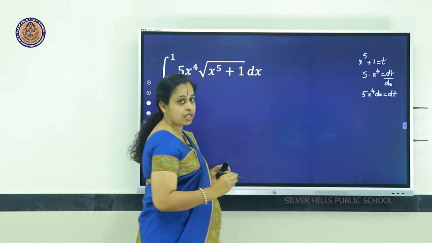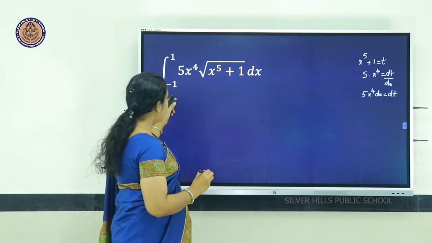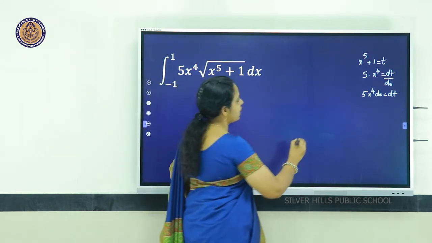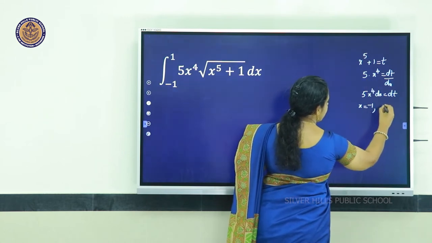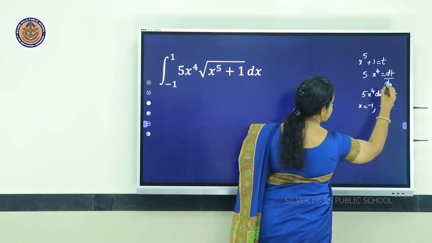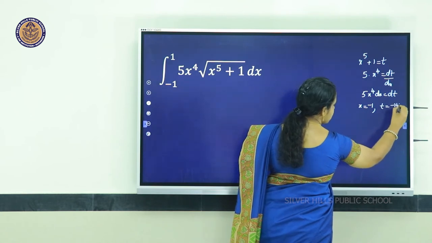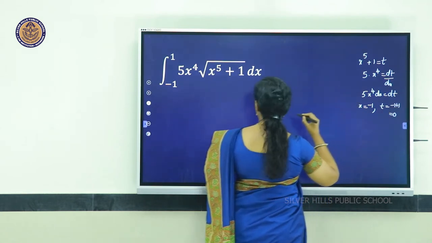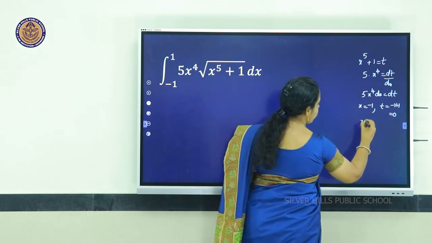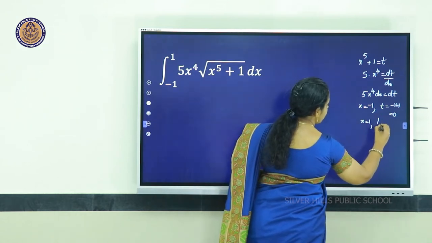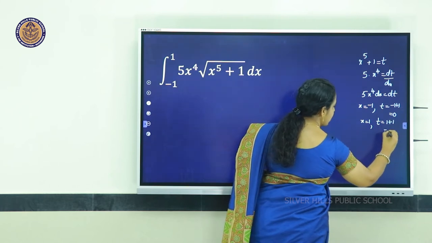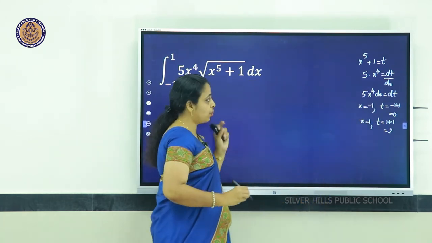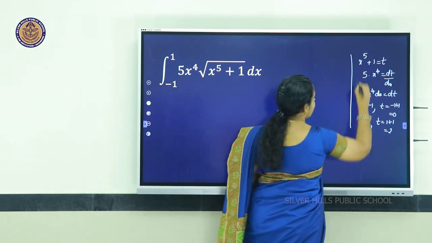Again, we have to see the changes in the limits. When x takes the value minus 1, t will be minus 1 raised to 5 plus 1 equal to 0. When x takes the value 1, t will be equal to 1 raised to 5 plus 1 equal to 2. Now, let us substitute all these values.